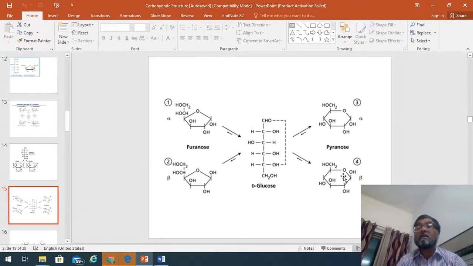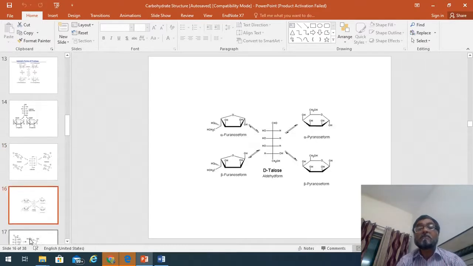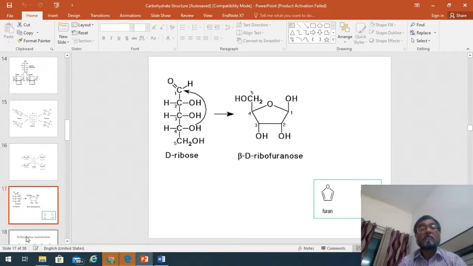This is the alpha pyranose form, and this is the beta pyranose form. This is the alpha type of the furanose form. This is the beta type of the furanose form. So these are the available forms in which these structures can be represented. Another example for the D-talose, similar is the case, that can be described in the straight chain structure, alpha furanose type form, beta furanose type form, alpha pyranose type form, beta pyranose type form.